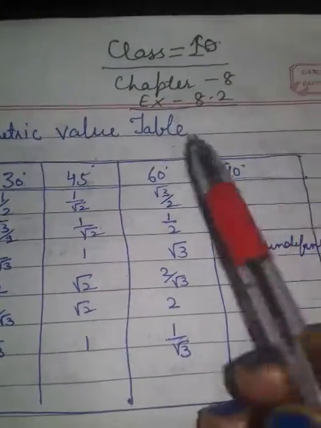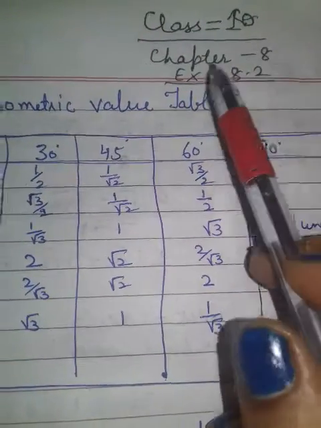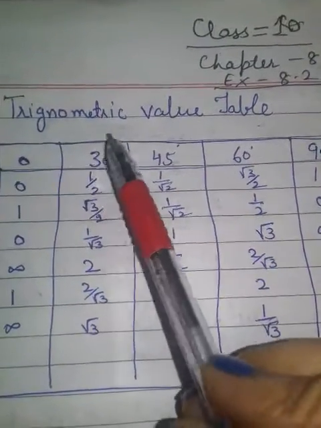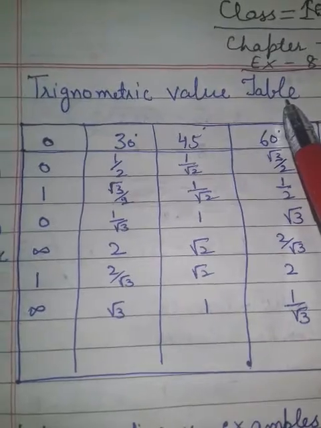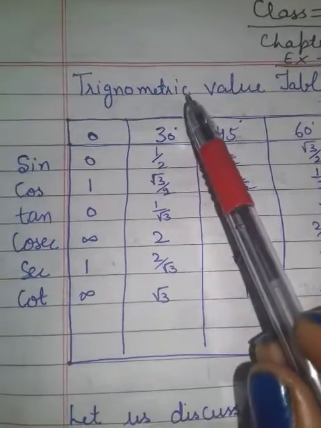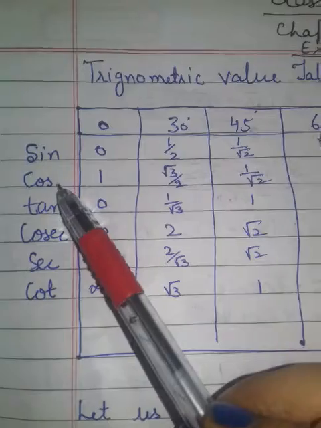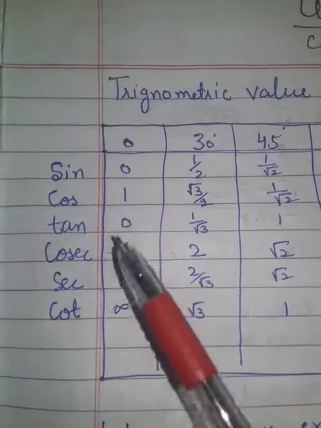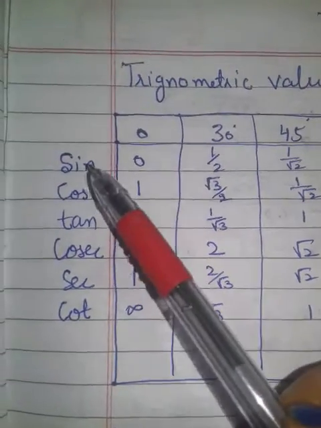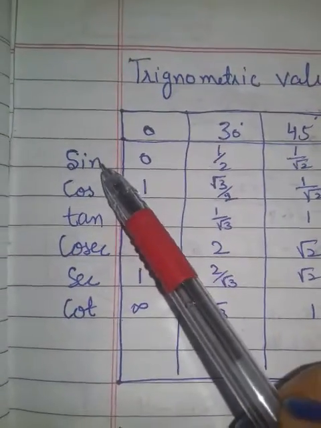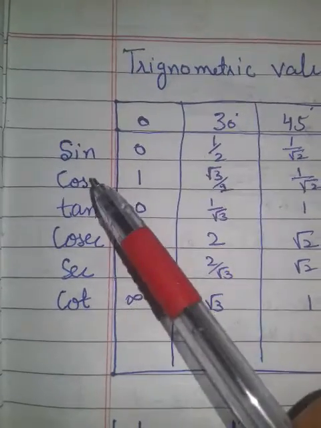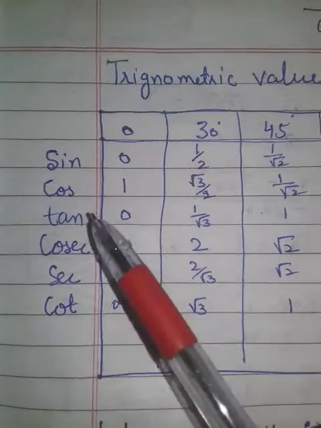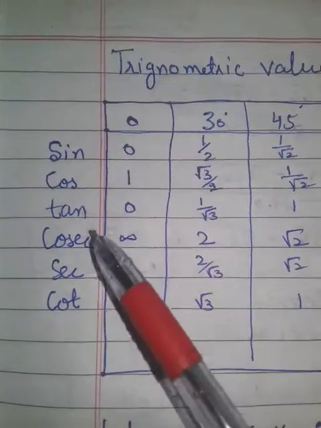Hello friends, today we will do the concept of class 10th chapter 8 exercise 8.2, the trigonometric value table. You know how many t ratios are here? 6. Firstly, I have written sine, cos, tan, cosecant, secant, cot. You have to write in the same manner: sine, cos, tan, and then sine's reciprocal, cosecant, cos's reciprocal, secant, and tan's reciprocal, cot. You know these are the reciprocals of each other.